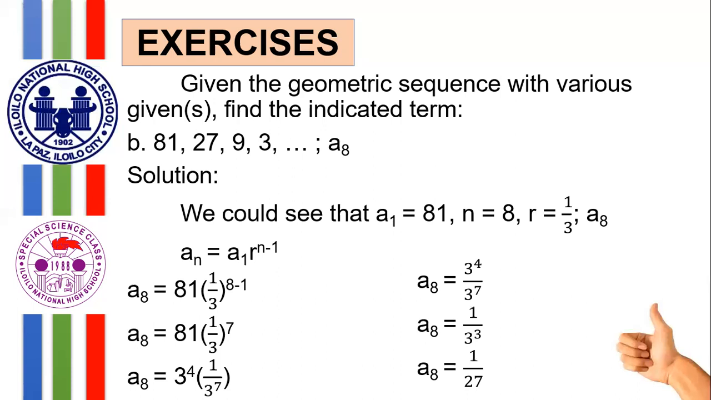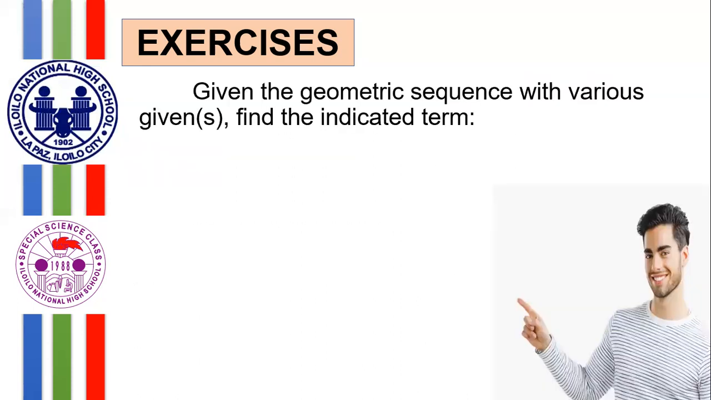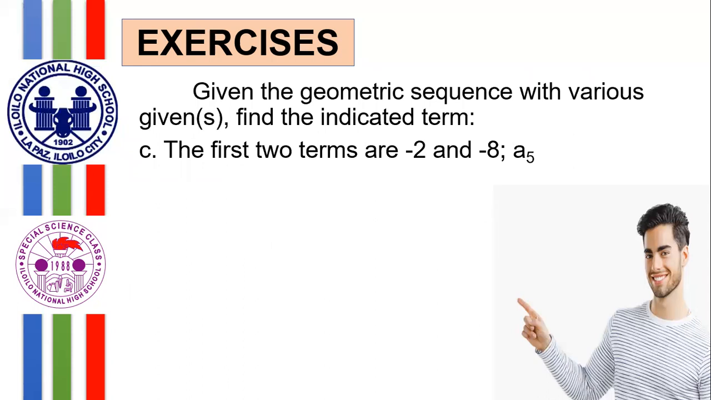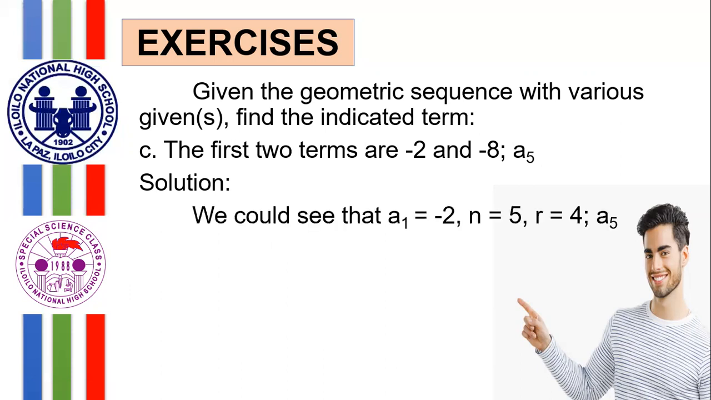Okay, letter C. How about the first two terms are -2 and -8? We're looking for the 5th term. Take note, if a problem is stated in this manner, it's understood that the number before n is the first term, and the number after n is the second term. And you could see that a sub 1 is negative 2. Your n is 5 because we're looking for a sub 5.